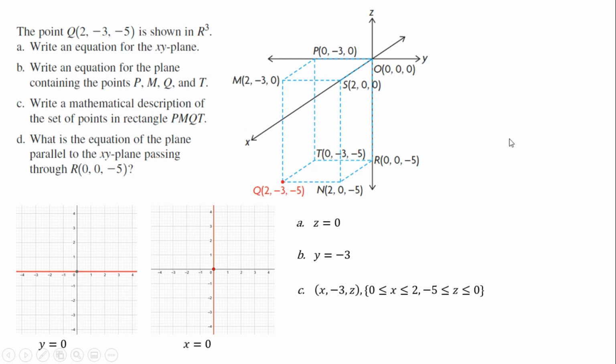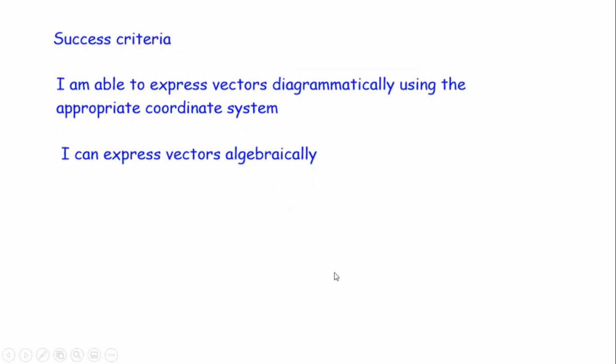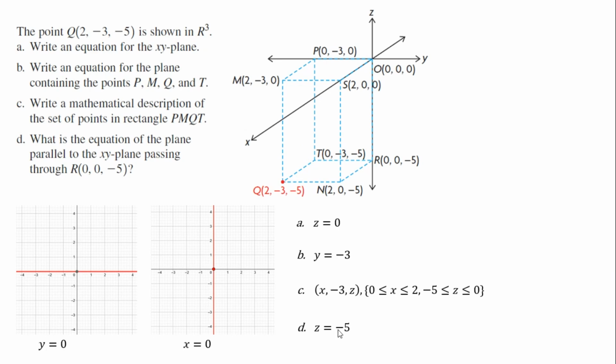Part D asks for the equation of another plane parallel to the xy plane, but passing through this point. So that point is this point right here. I need an equation of a plane parallel to the xy plane. Remember, the xy plane is the x and y axes, and we already said that was the z equals 0 plane. But if we want it to pass through a point with coordinates 0, 0, -5, wouldn't it make sense for that to be the z equals -5 plane? Because it's parallel to the xy plane, but also because it's down here, it's the z equals -5 plane. And that's it. That's all. We're done. See you next time.